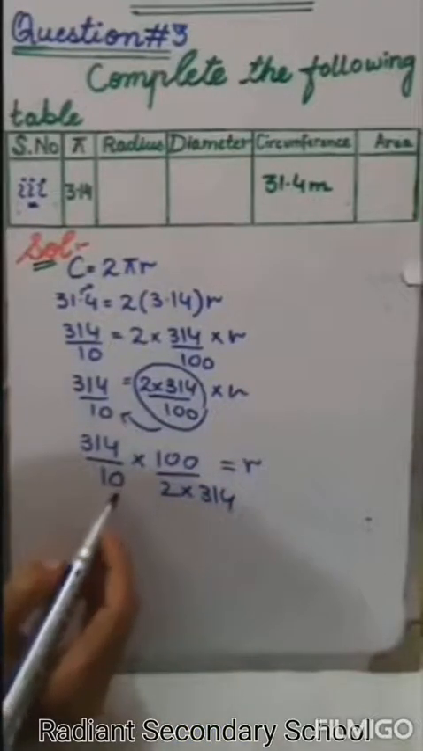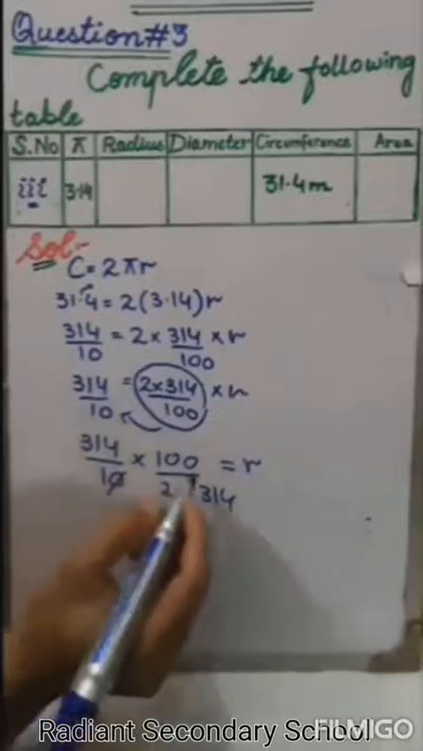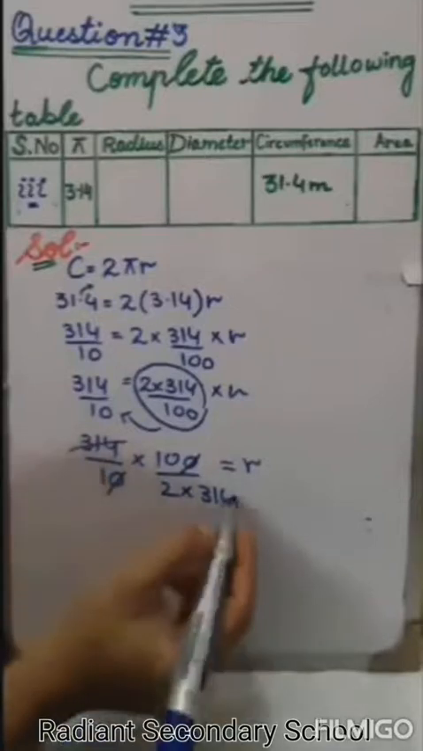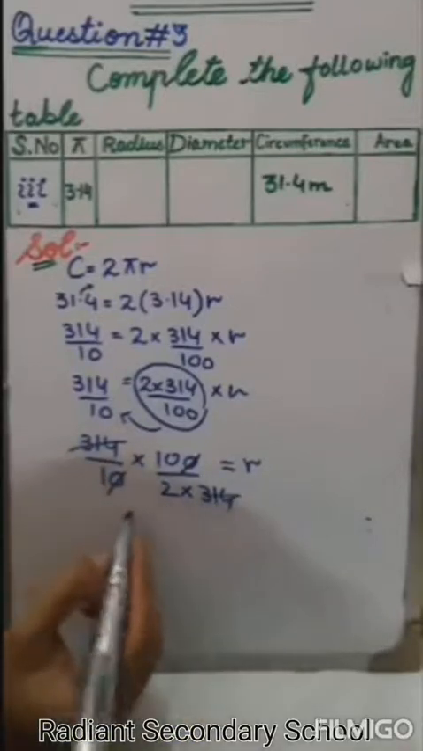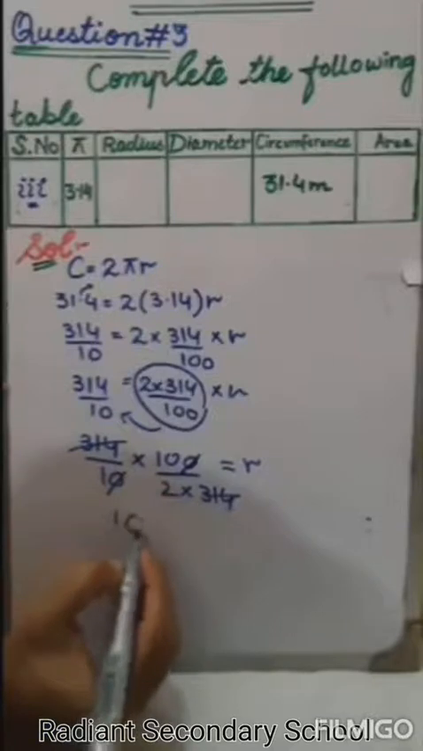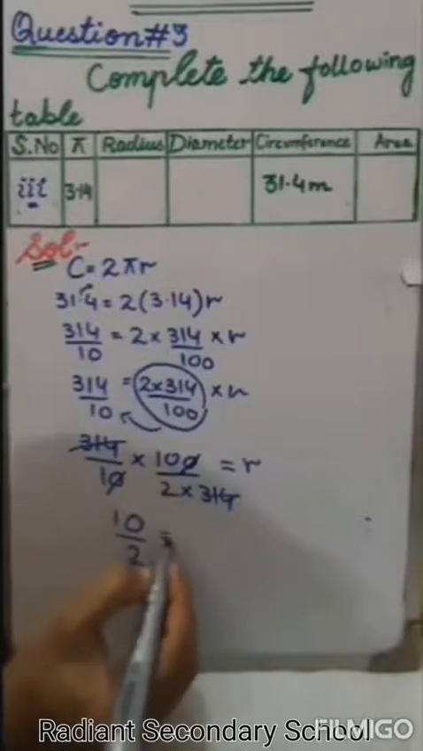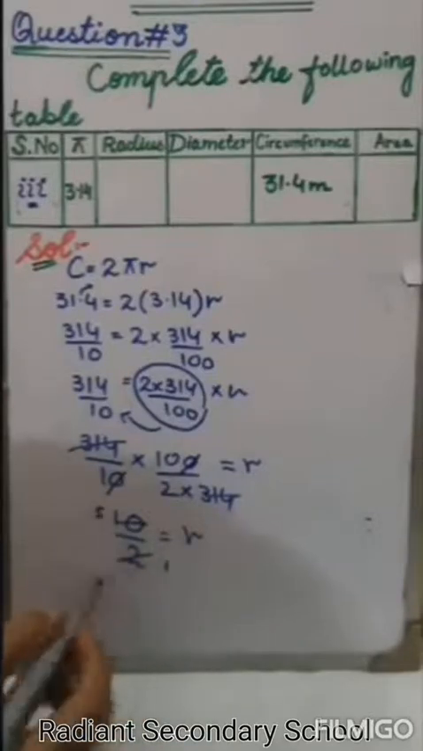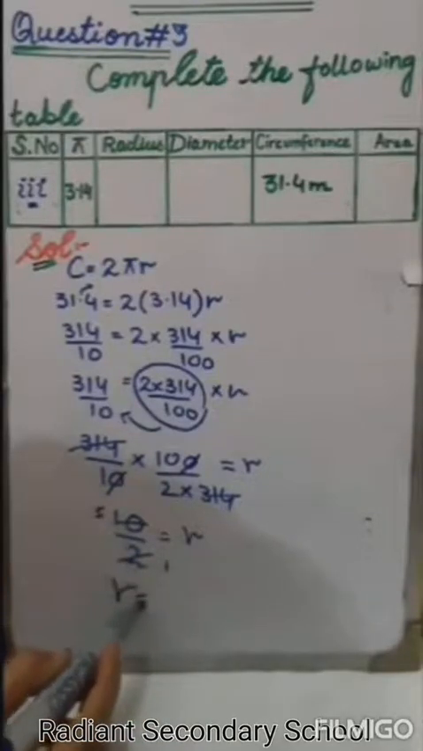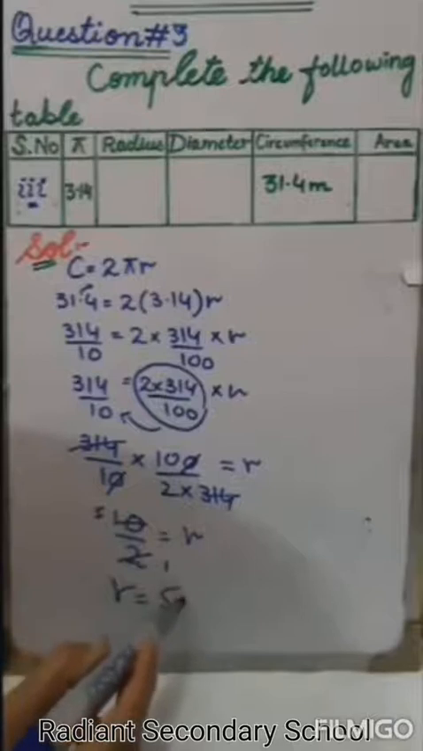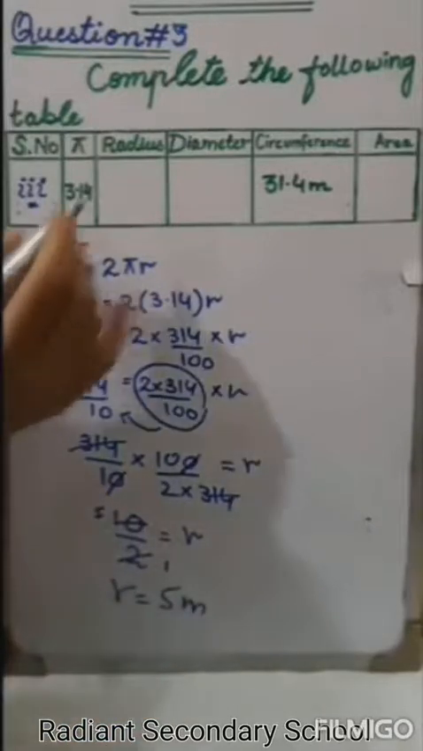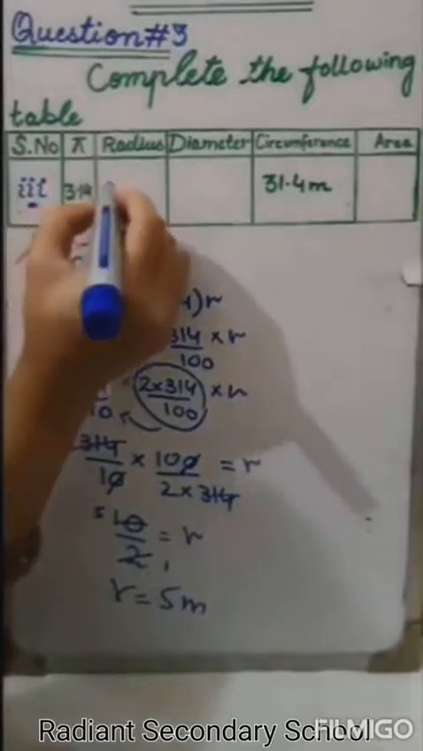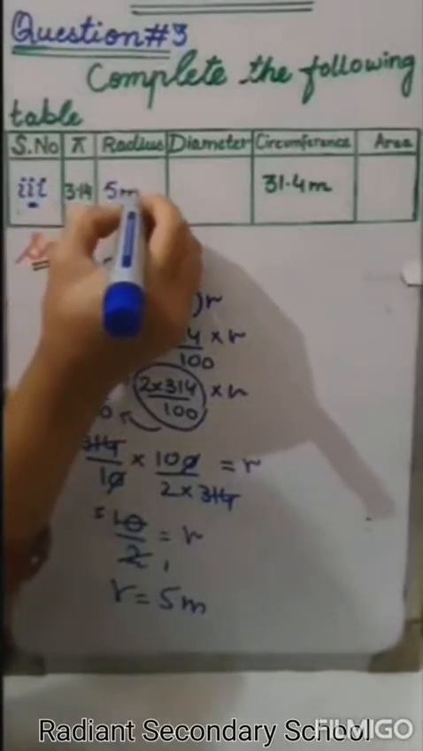Okay. Now this 0 can be cut with this 0 and 314 can be cut with this 314. Here 10 by 2 is remaining is equal to r. Now 2 ones are 2, 2 5s are 10. So here our r will become 5 and its unit will become meter. So radius we have found, that is 5 meter. So you have to write it in the table, 5 meter.